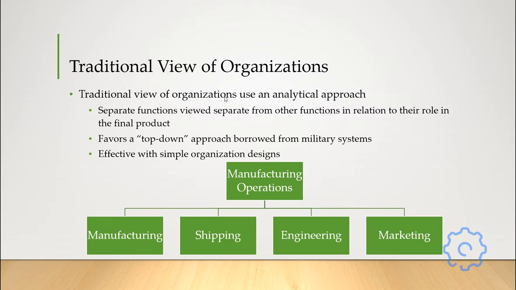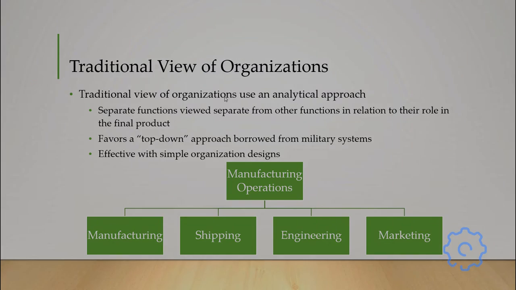This view is effective at showing how an individual part of an organization function relates directly to a product in a top-down hierarchy, which is effective at explaining how simple organizational designs operate by illustrating which element is responsible to whom. However, this view does not illustrate the relationship between the individual parts themselves. For example, the relationship between manufacturing and shipping.